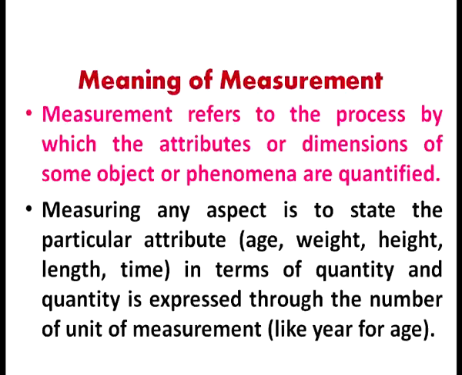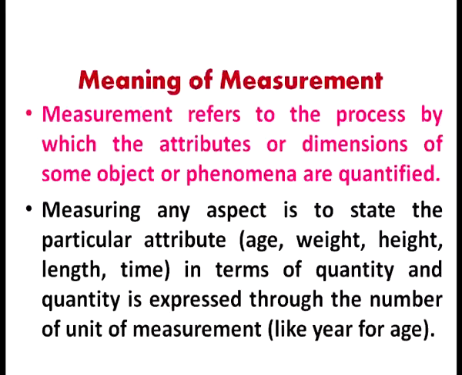Measuring any aspect is to state the particular attribute. These attributes may be age, weight, height, length, time, that is, in terms of quantity, and this quantity is expressed through the number of units of measurement, like year for age. So, measuring any aspect is to state the particular attribute in terms of quantity and that quantity is expressed through the number of units of measurement.